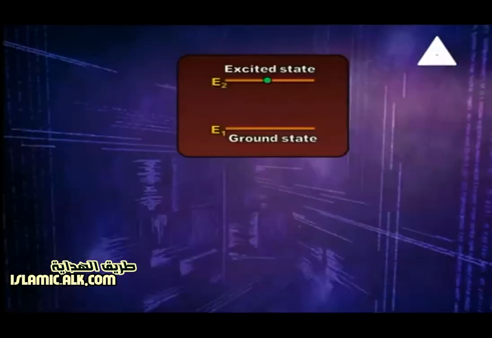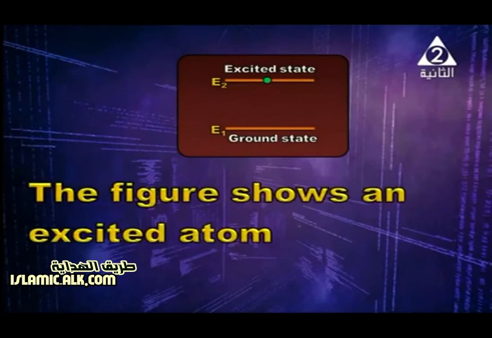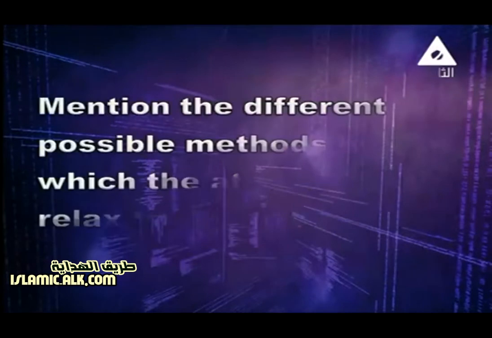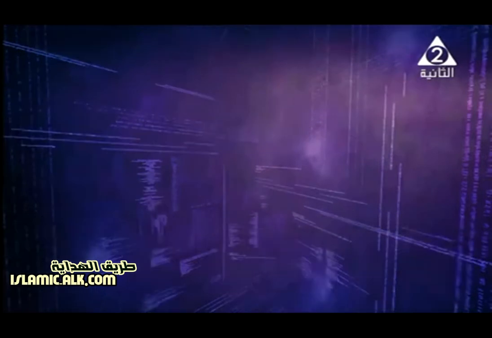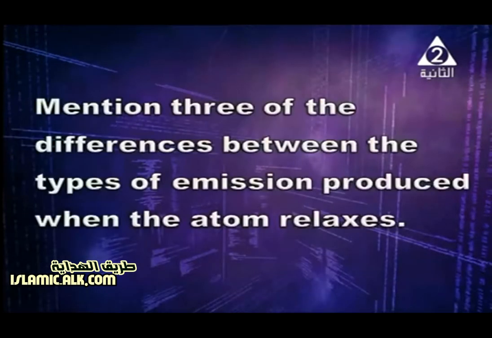And now we've got another type of question. We've got a diagram. The figure shows an excited atom already found in A2. Okay, and what about the question? Mention the different possible methods by which the atom may relax to the ground state. Okay, then mention 3 of the differences between the types of emission produced when the atom relaxes.